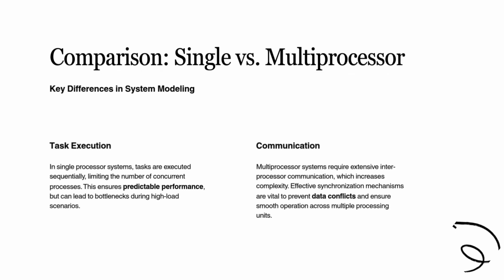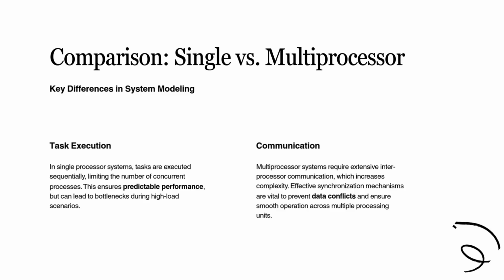As we dive into the comparison between single and multiprocessor systems, let's spotlight two crucial differences: task execution and communication. Starting with task execution, single processor systems operate in a sequential manner. This means tasks are handled one after another, which can be beneficial for maintainability and predictability. However, this predictability comes at the cost of potential bottlenecks, especially during high load situations where multiple tasks compete for the same processor resources. On the other hand, multiple processor systems handle tasks in parallel, allowing multiple tasks to be executed simultaneously across different processors.